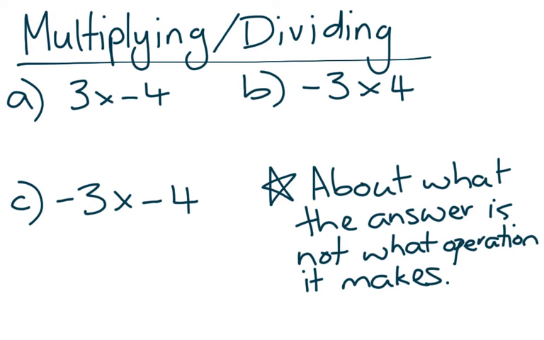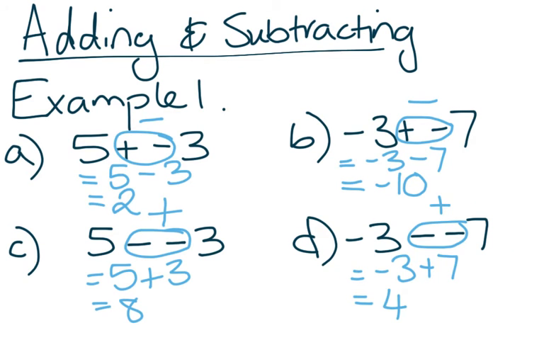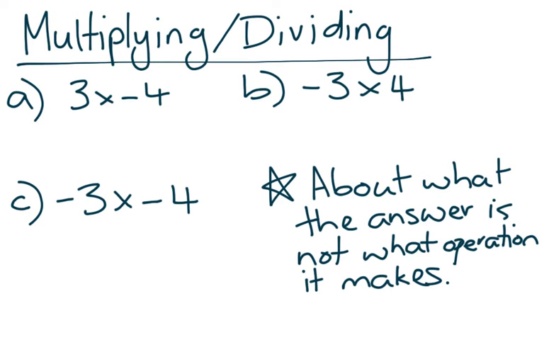Then we move on to multiplying and dividing. Now, the rules are a little bit different. Previously, with adding and subtracting, we're looking at what the operation changes to. So what operation are we using, plus or take? With multiplying and dividing, it's about what the answer is going to be. Is the answer going to be negative, or is the answer going to be positive?